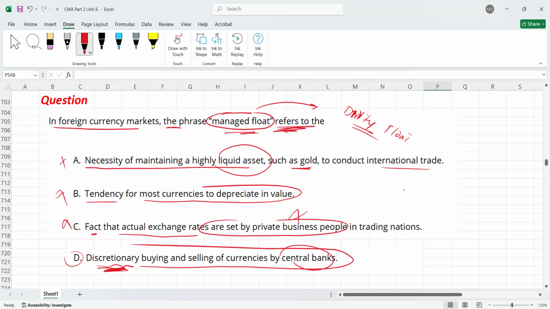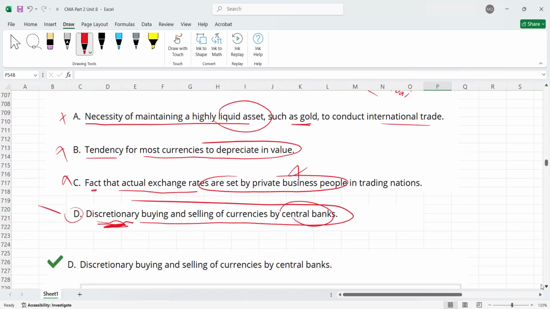Discretionary means it's their choice, right? So they can buy or sell currencies to bring the rate back within the ranges, right? So this is the correct answer. D is the correct answer. I'll show you a couple of questions, don't worry.